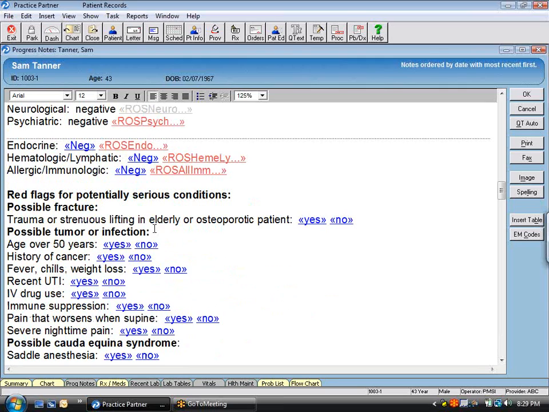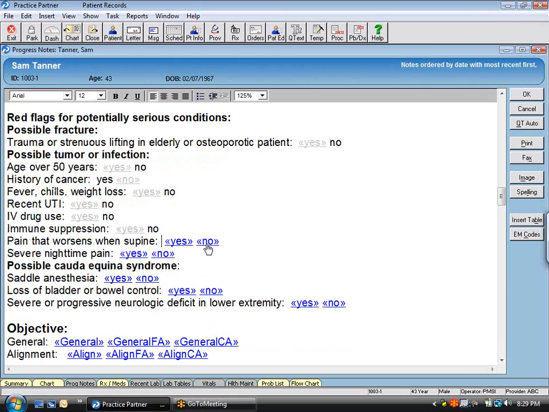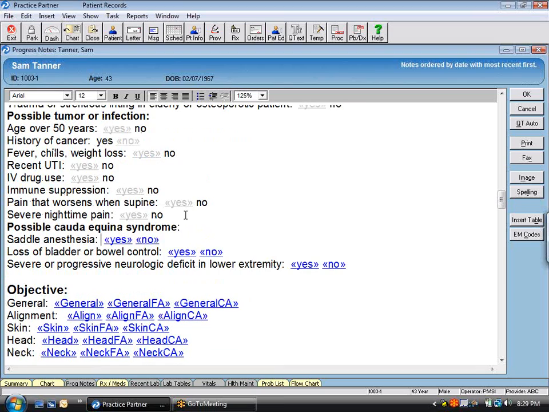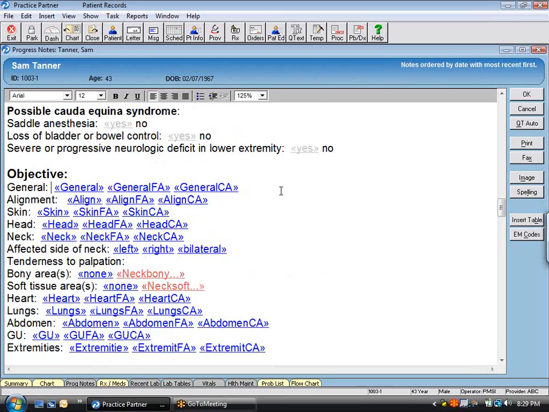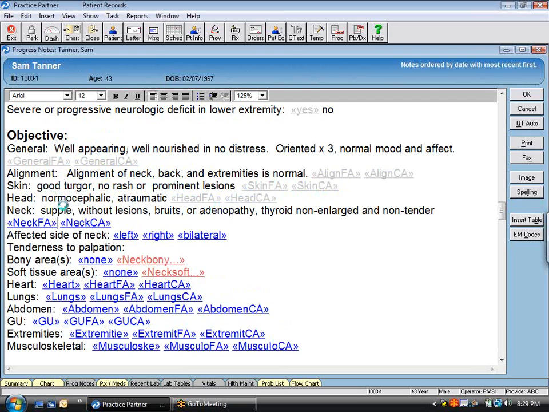And as we begin to document our red flags, we can see that the patient has not been involved in any trauma or strenuous lifting, is not over the age of 50, does have a history of cancer in his family, no recent fever, chills, or weight loss, no recent UTI, no IV drug use, no immune suppression, and pain that does not worsen with supine positioning or severe night pain. Negative cauda equina syndrome. And as we begin to document our physical exam, it's fully normal, so we can easily document that.